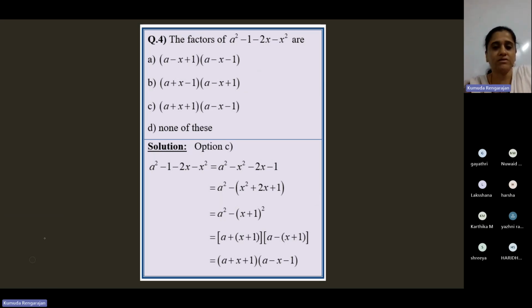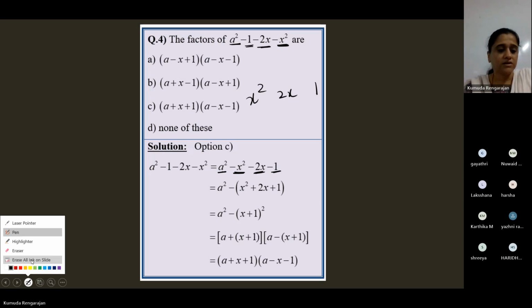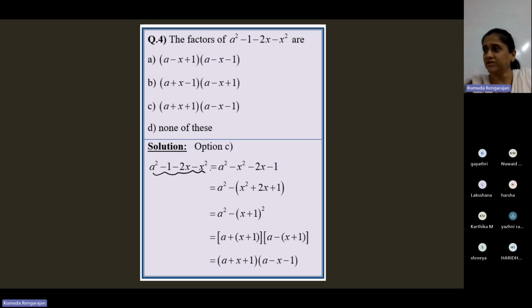So rearrange the terms. Write the x squared term first, so minus x squared, then the minus 2x term, and then minus 1. So the first step is to rearrange the terms in the order x squared, 2x and 1. This is the given expression. Write the a squared term as it is. Then write the x squared term first, so minus x squared, then minus 2x, and then the constant minus 1.